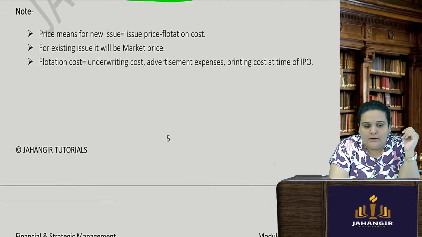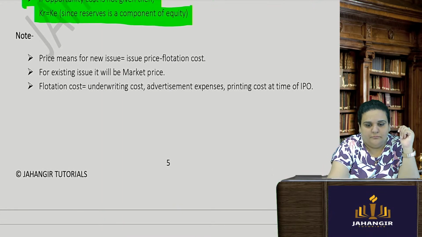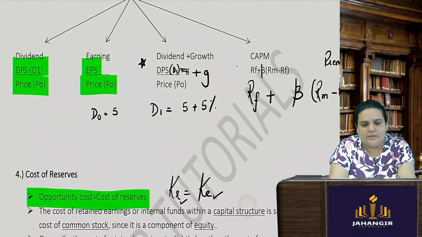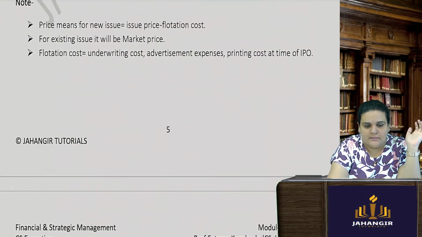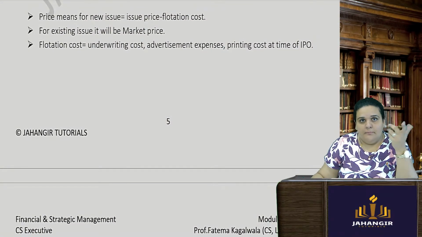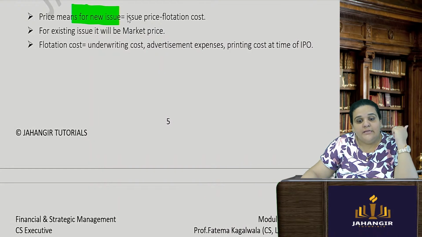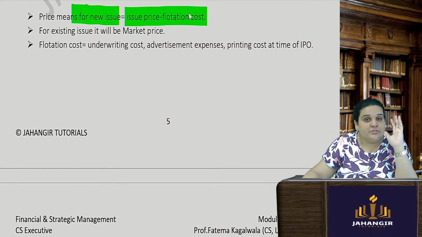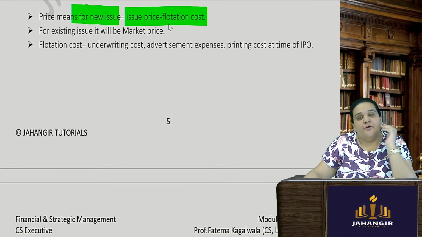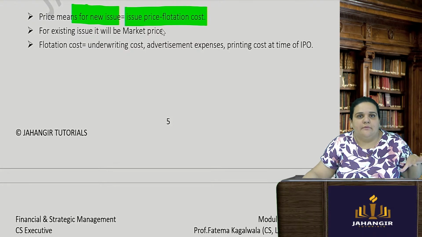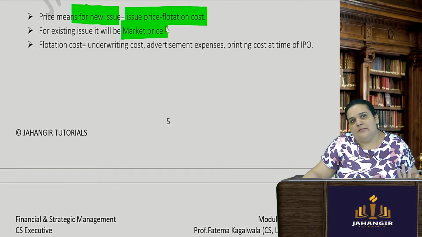Now, price here. Everywhere PO, everywhere there is a price. What price? Market price. Understood. Price means price for a new issue. If I'm doing a fresh issue and they're asking me the price for that, then it will be the issue price minus whatever is the flotation cost. For the existing issue which is already there, I will take the market price.